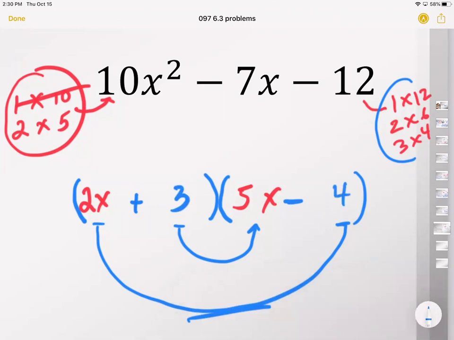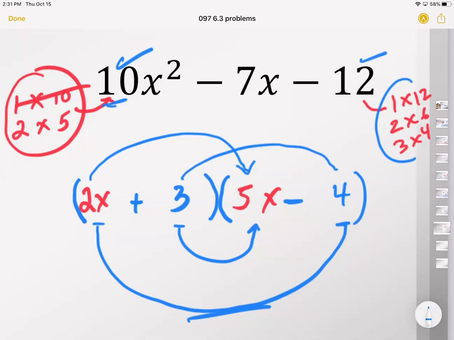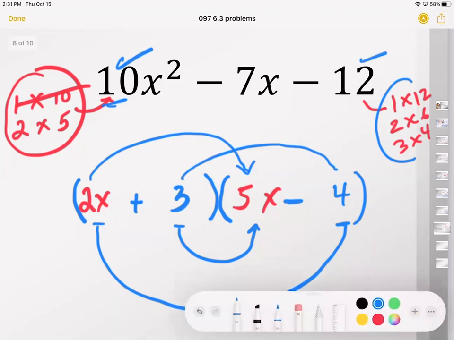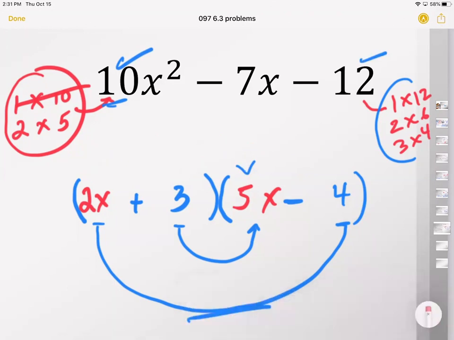And if you do that, let's test this thing out. Let's FOIL this thing out. This is the reverse of FOIL, meaning you put it in and then you FOIL them out, right? We don't need to do the first times the first, because 2 times 5 is where I got the 10. And we don't need to do the last times the last, because 3 times 4 is where I got the 12.